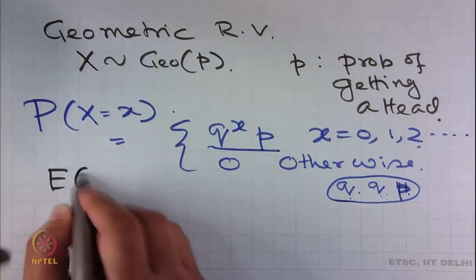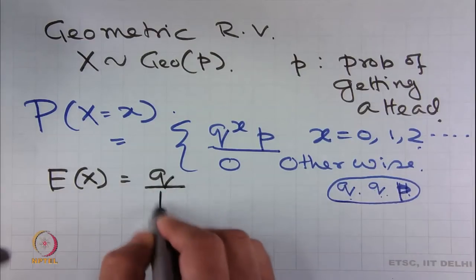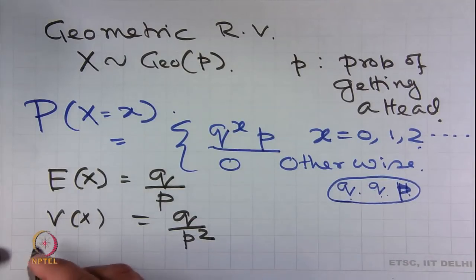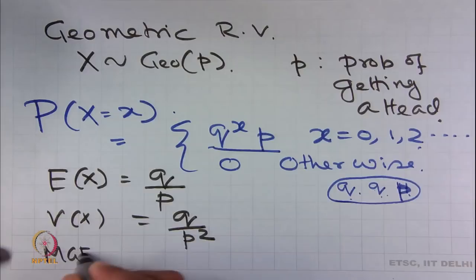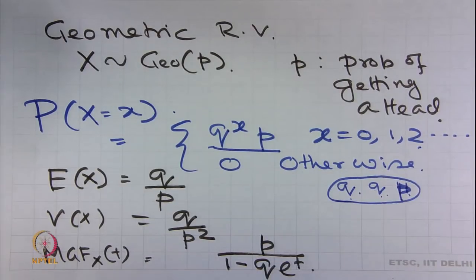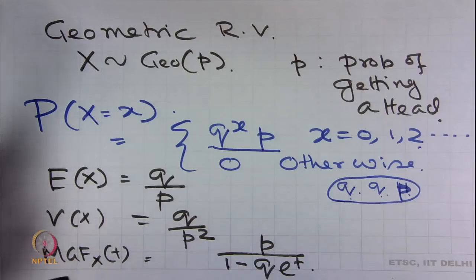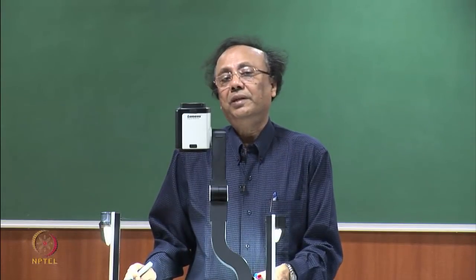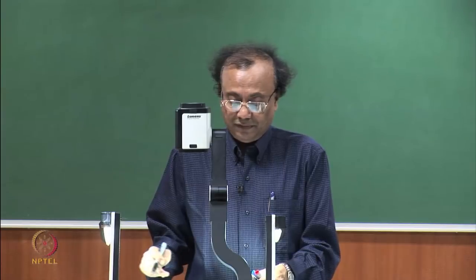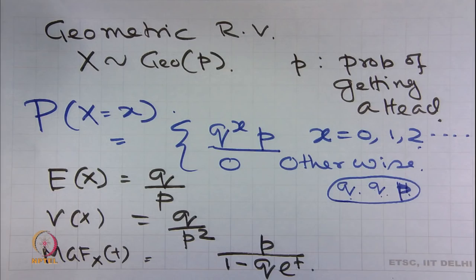And as before, I am giving you the values of the expectation of x, which is q by p, the variance of x, which is q by p square, and the moment generating function of x. I suggest that you verify these results. That will give you some practice of working on examples. In course of time, I will give you some assignments where you will be needing some practice of solving problems, and by solving this on your own, you will get that required practice.